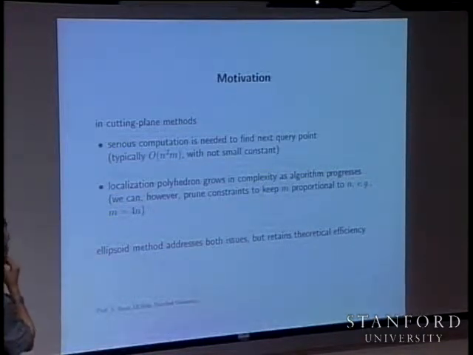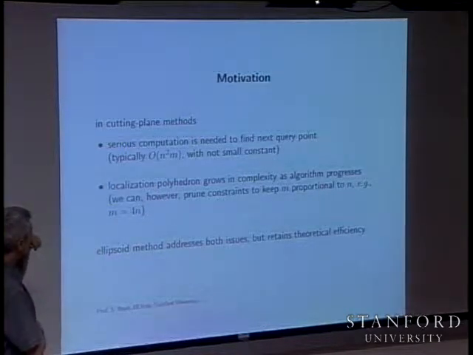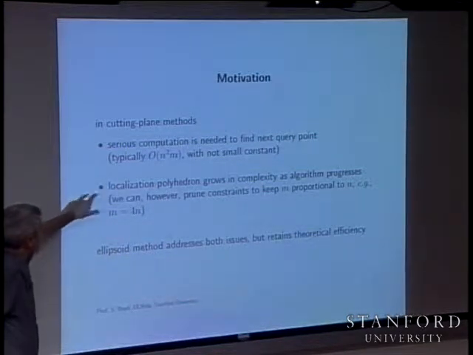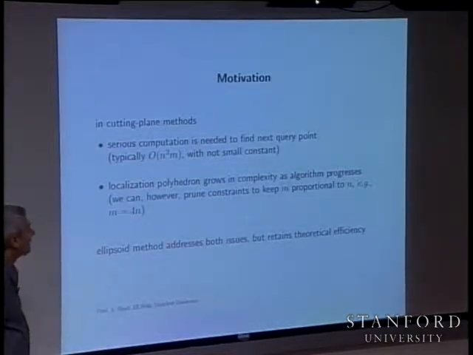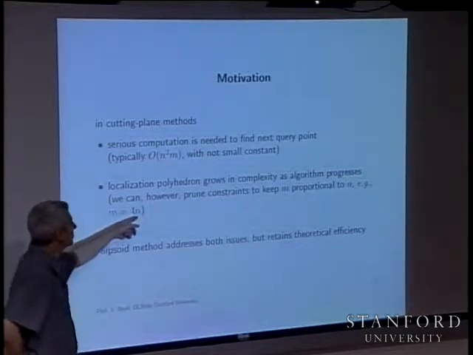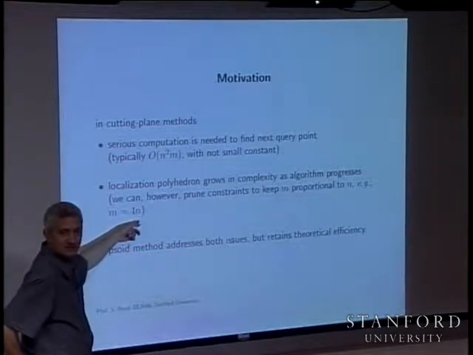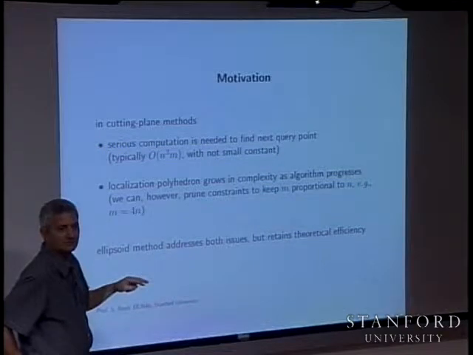Okay. We just talked about this at great length. The other issue is that the localization polyhedron grows in complexity as the algorithm progresses. We already talked about that. Now, I have to say, if you keep it proportional to n, like this, then this second bullet is not a problem in practice.